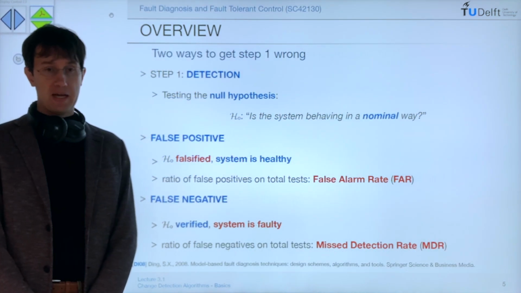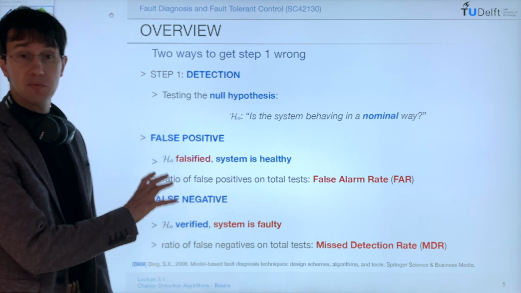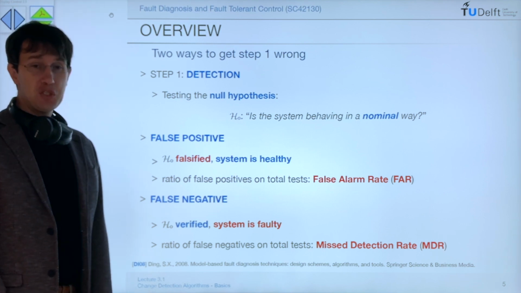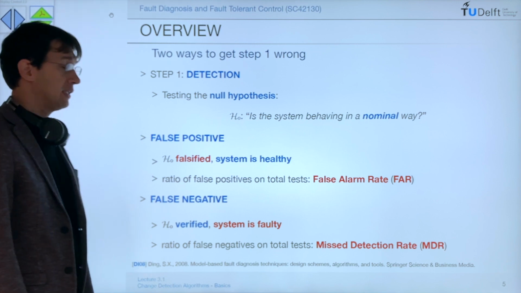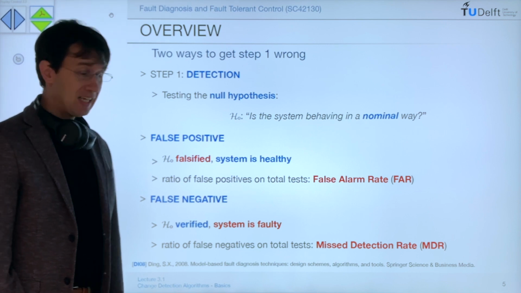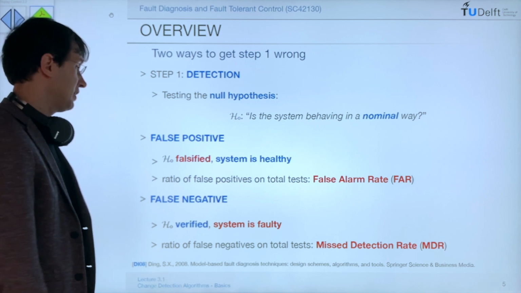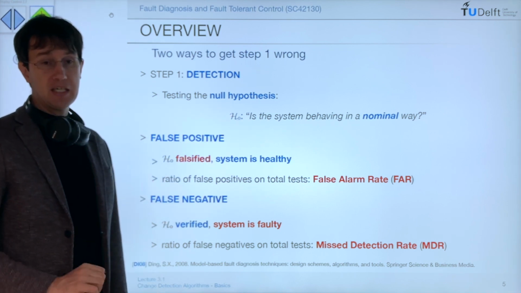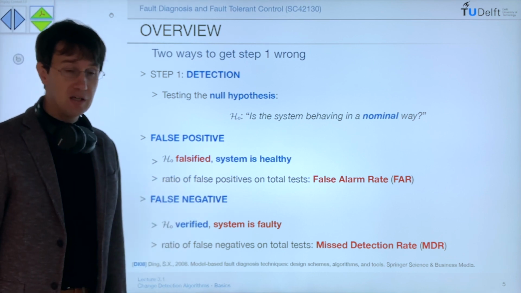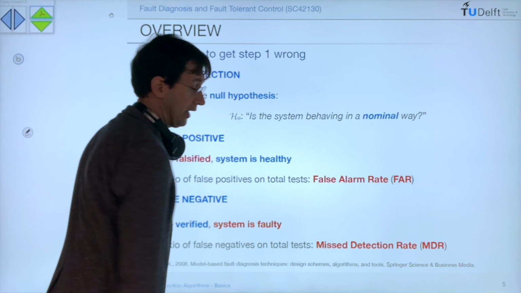Now, whenever I test a hypothesis, there are two ways I can get it wrong. So let us look at the first hypothesis, the null hypothesis, the one for detecting an anomaly. The two kinds of errors I can make in answering this hypothesis: one is what we call a false positive. A false positive is when I detect something, but actually the system is healthy. So I falsified my hypothesis, but I shouldn't have. And if we take the ratio of all the false positives on the total tests I do of this hypothesis, this is called the false alarm rate.